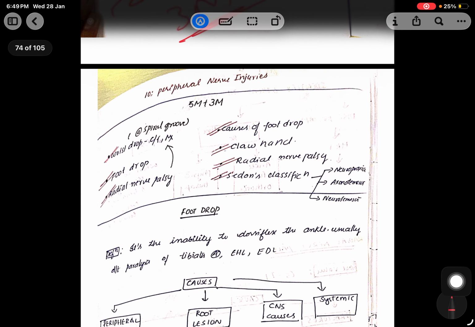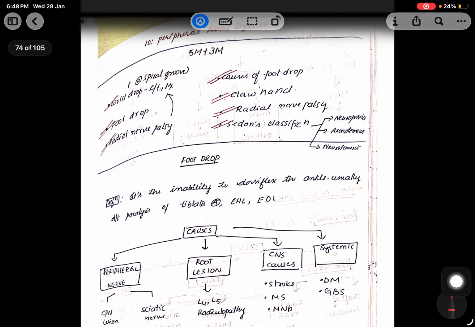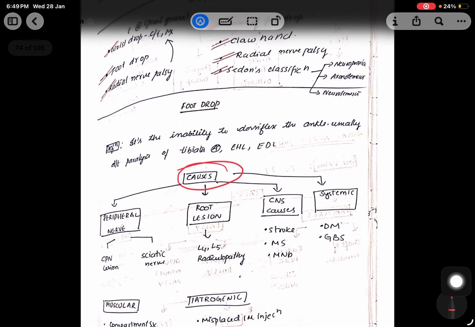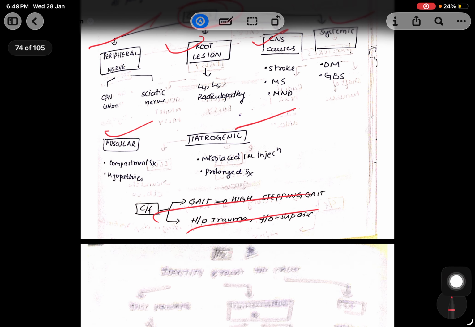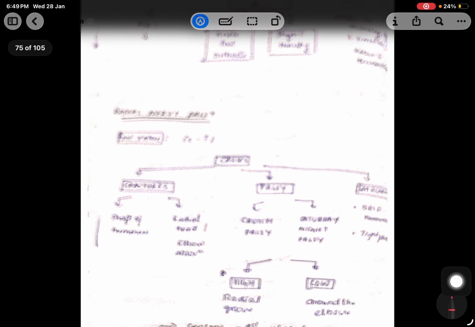Peripheral nerve injuries, you are learning this from anatomy, so I don't think there's a need to explain here. But while writing causes, make sure you write that it might be due to CNS, systemic, root, or peripheral nerve causes, and also muscular or iatrogenic. These are the possible ways.